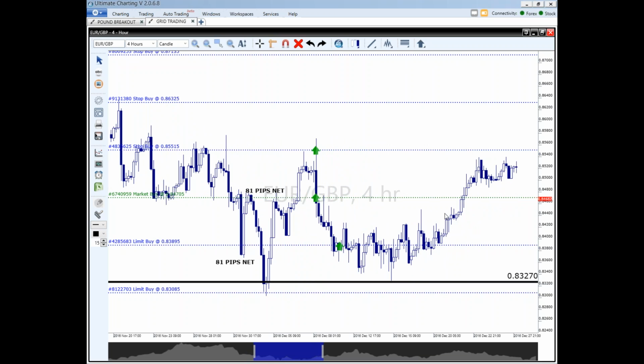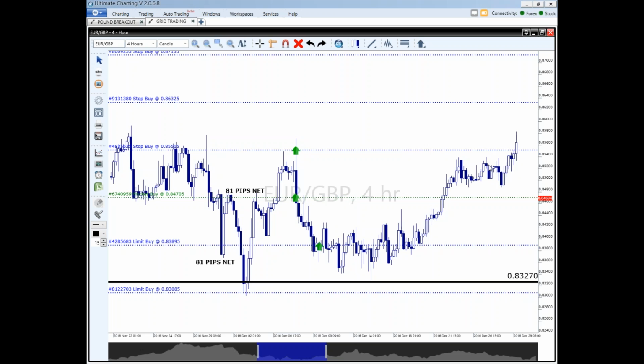When it U-turns and hits this level right here, well, guess what? This trade's break even. This trade is down 81 pips. This trade is up 81 pips. So you're at zero, okay? And then when the market does this, to strike your original entry, you're up 81 pips net. Yes, that makes sense.